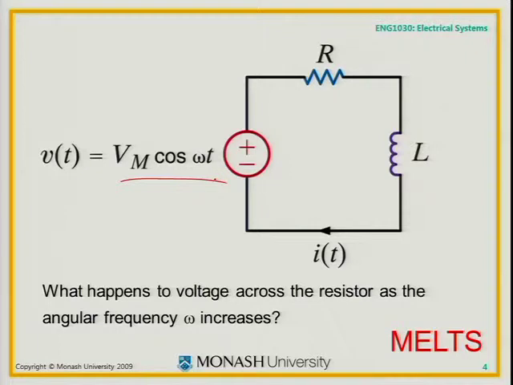What happens to the voltage across the resistor as the angular frequency omega increases? So I'm interested in this voltage here. What happens to that voltage as the angular frequency increases? I didn't put the answers on there. It's like increases, decreases, stays the same.